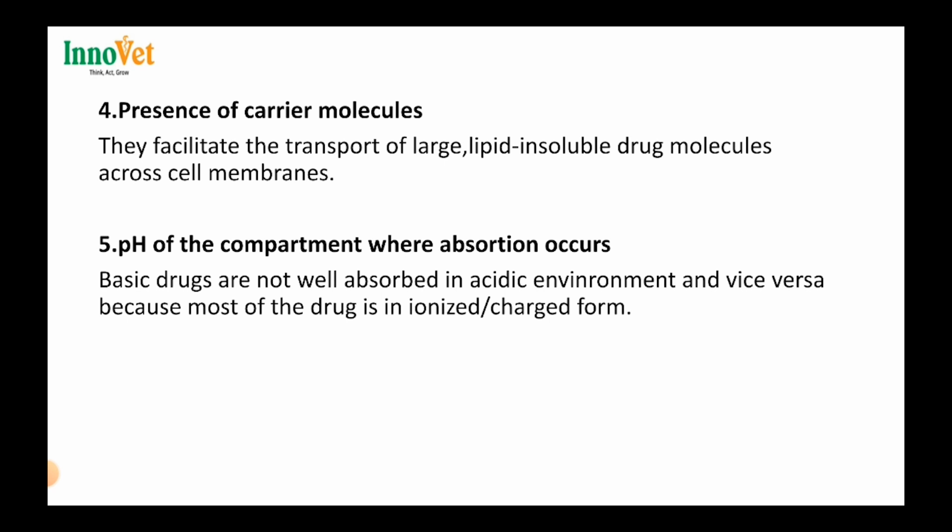So what happens when a basic drug is in an acidic environment? The drug becomes ionized or charged. So when a basic drug is present in an acidic environment, let's say in the stomach, it becomes ionized. And like we've seen, ionized or charged molecules cannot pass through the lipid bilayer. So it reduces the absorption. And the same applies to acidic drugs. When they are in the basic environment, they also become ionized and hence cannot pass through the lipid bilayer.